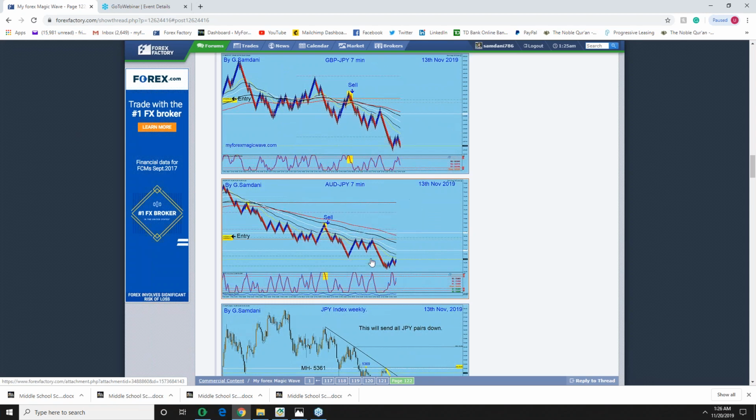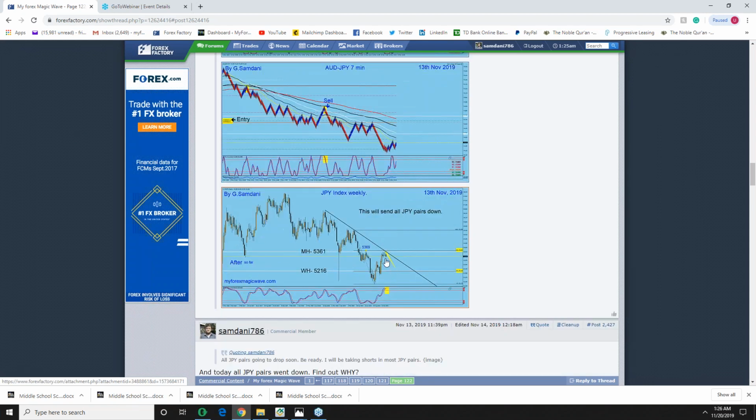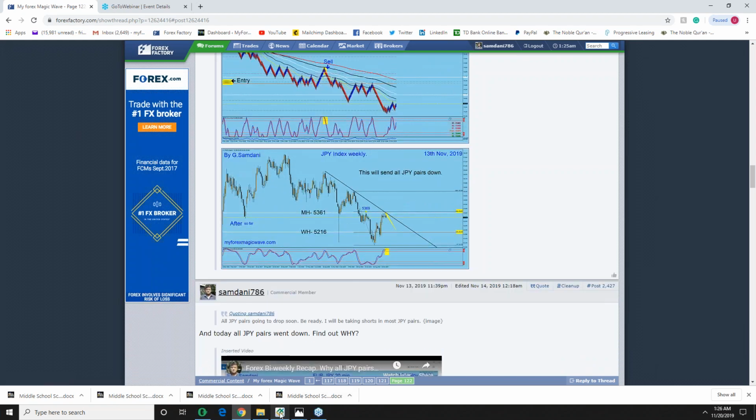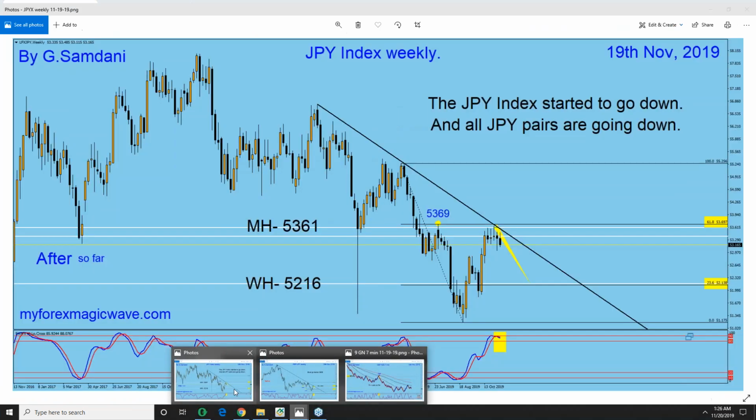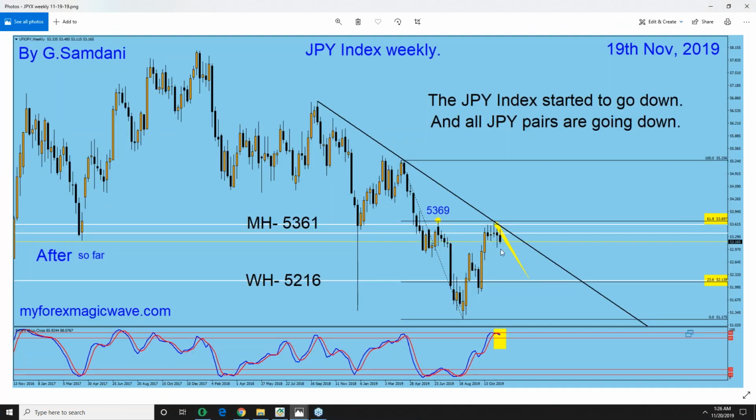And Aussie yen short, second entry, and you can see here that this thing didn't even move yet. So it is continuing to move. It's gonna come down here, right? And this is today's chart, which I made again. This is what's happening. See, it's coming down now again.